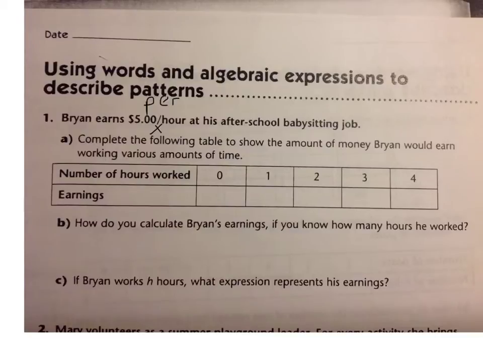So let's fill that in. If he works 0 hours, he makes 0 money. He works 1 hour, $5. He works 2 hours, 2 times 5 is $10. 3 hours, 15, 20. Up by 5, up by 5, up by 5, up by 5 each time.